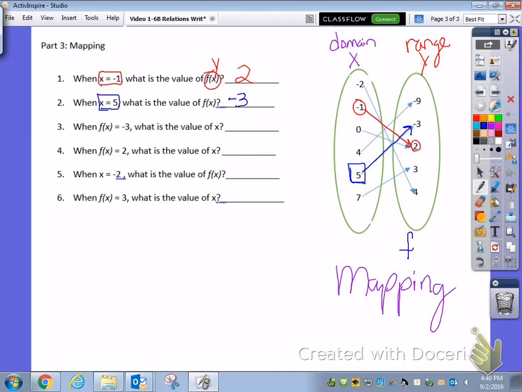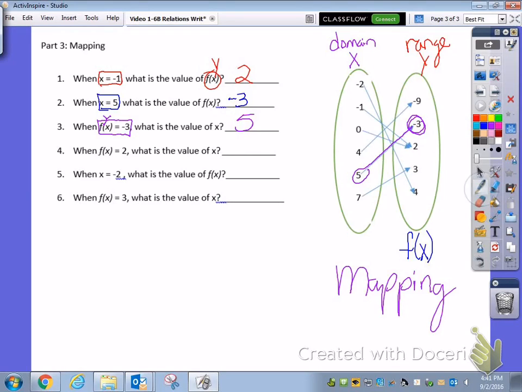Okay? So this is the y column. It's also called the f of x column. And those are just synonymous, function of x. This time, I'm given f of x equals negative 3. F of x is another name for y. So I go to the y column, and I look for negative 3. I'm just erasing this so you can follow along. Negative 3 in the y column. Now I follow back that arrow, and it goes with 5. So the x value would be 5.